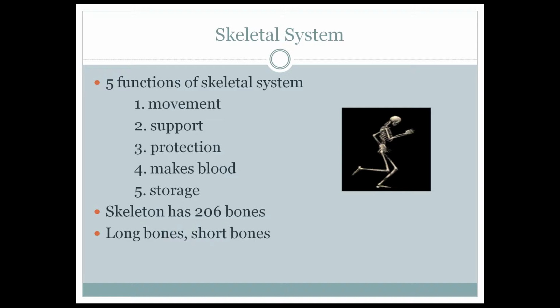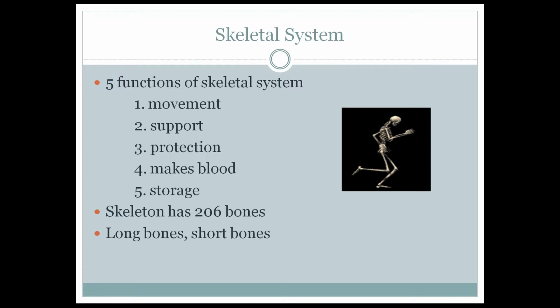Alright, so there are 5 functions of the skeletal system. So we got movement. This system provides a point of attachment for the muscles. The legs and arms will move when the muscle pulls on the bone. Number 2, support. The backbone is the main support center for the upper body. Protection. The bone of your skull protects your brain, and your ribs protect your lung and heart. Number 4, makes blood. So your red and white blood cells are formed by tissue called marrow, and it is in the center of your bone. And number 5, storage. Bones store minerals such as calcium and phosphorus.